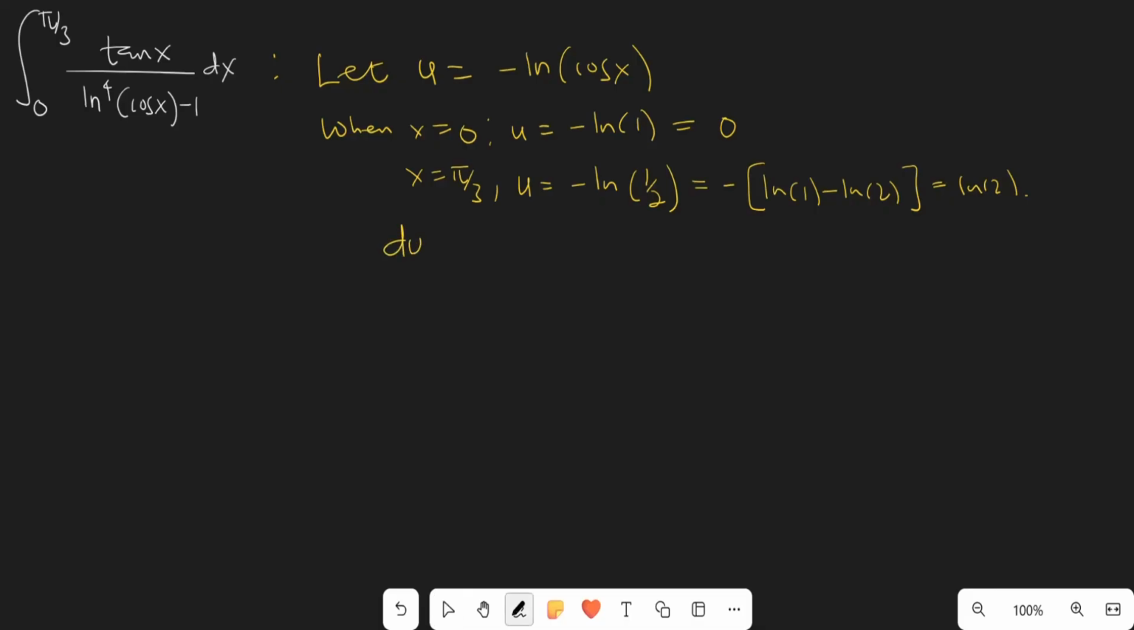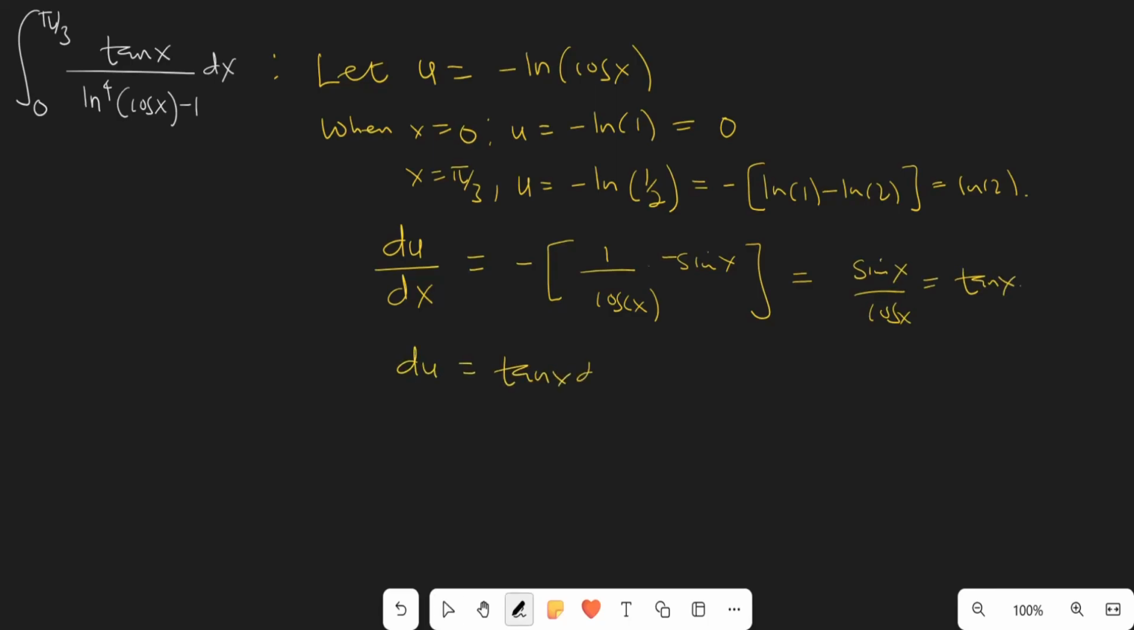So let's find an expression for du. du is going to be negative. Differentiating this is going to be 1 over cosine, then you differentiate cosine, which is negative sine of x. So that is really positive sine of x over cosine of x, and that is tangent of x. So du is going to be tan of x dx. So we have an expression for du.